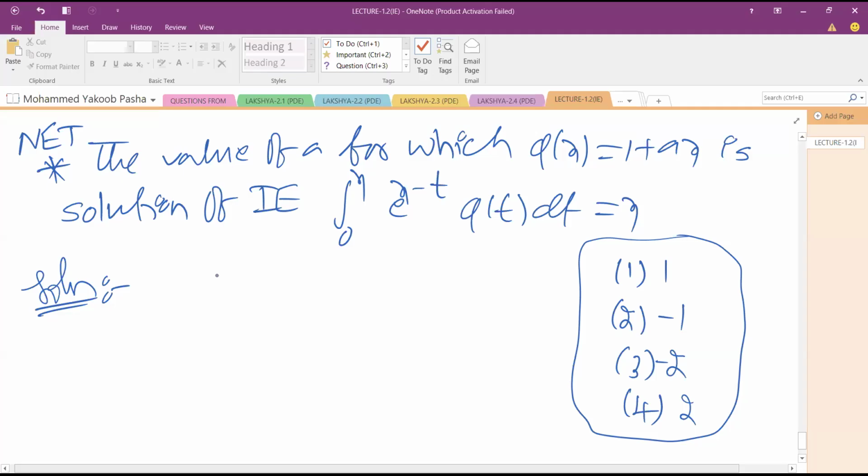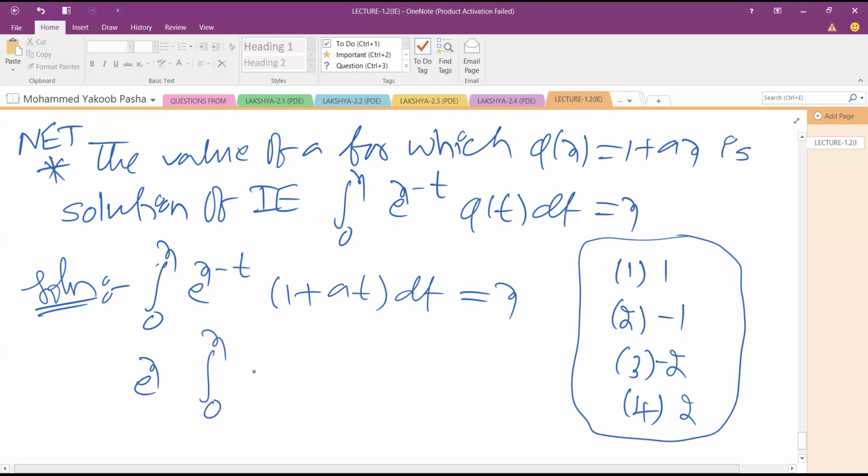Now I'm taking the integral equation, that is, integral 0 to x of e to the power of (x minus t) times phi of t, where phi of t here means 1 plus a into t, dt, is equal to x. Now integrate the left hand side. Here e power x is constant. So e power x, integral 0 to x of e power minus t into 1, that is e power minus t, first term, plus a into t into e power minus t, dt is equal to x.